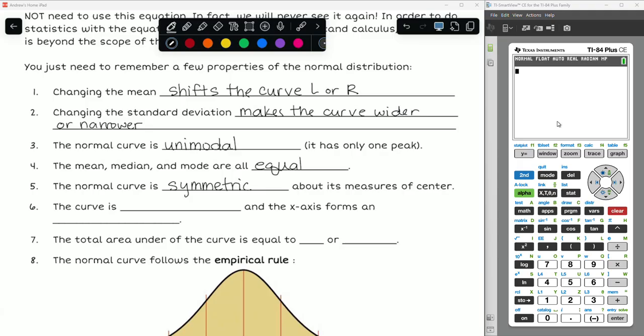The next two things, we know that this curve is continuous. So we use the normal distribution to describe the behavior of normally distributed continuous random variables. And in this continuous graph, the x-axis forms an asymptote.